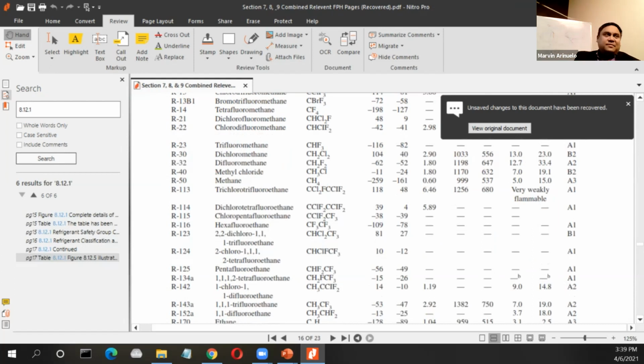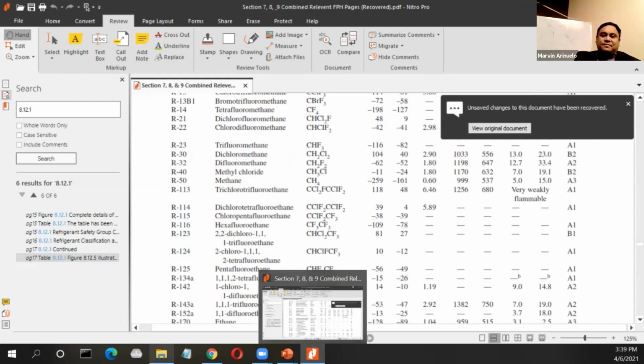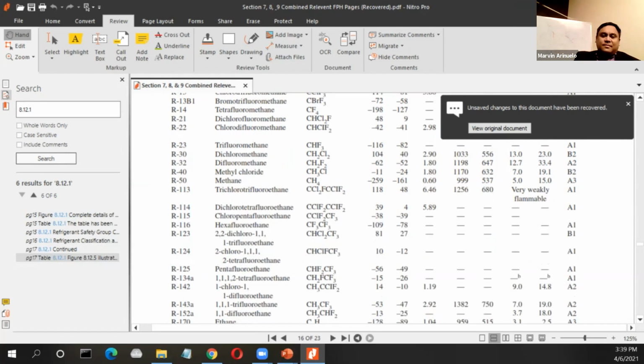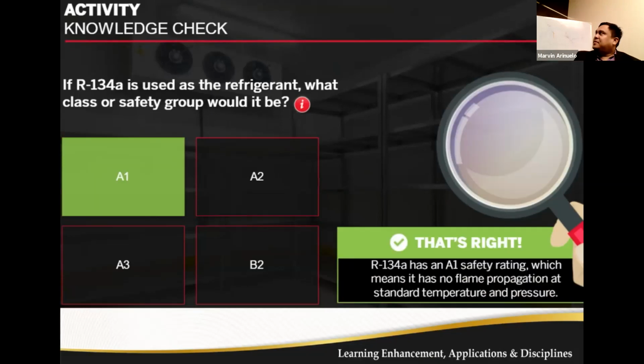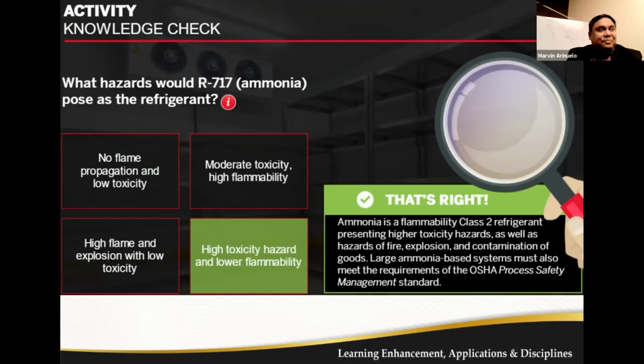So the answer is A1. Mm. No flame propagation and standard temperature and pressure. Correct. That's why we are always using this for car refrigeration system. Very effective.